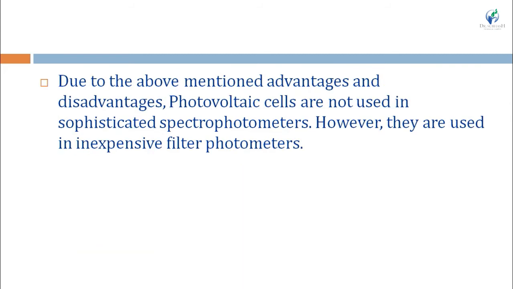So, these disadvantages are more than the advantages. Photovoltaic cells are not used in sophisticated spectrophotometers, but they are used in inexpensive filter photometers like colorimeters, fluorimeters and nepheloturbidimeters that I have mentioned earlier. Right? So this was the photovoltaic cell or barrier layer cell.